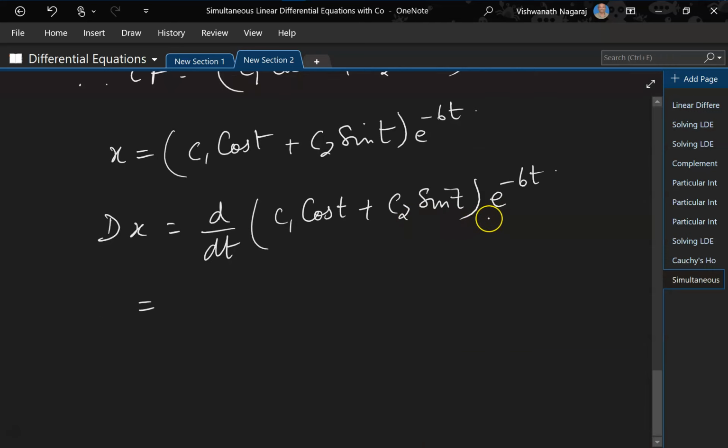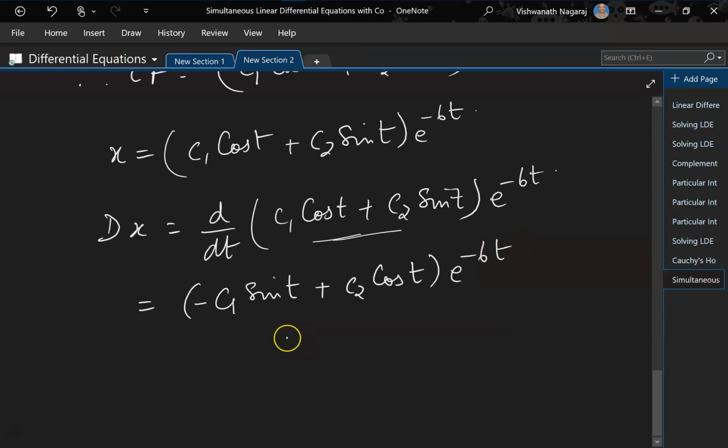We can directly apply the product rule, or we can split this into 2 and then do it. Okay, so let's do it without splitting it. Let's differentiate this term first. Cos t is minus sin t, so minus c1 sin t, sin t is cos t, so plus c2 cos t, and e to the power of minus 6t remains as it is.